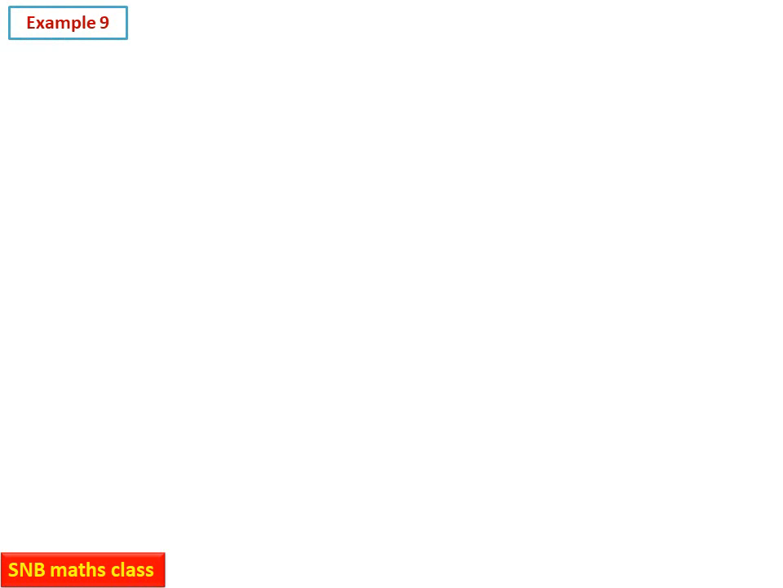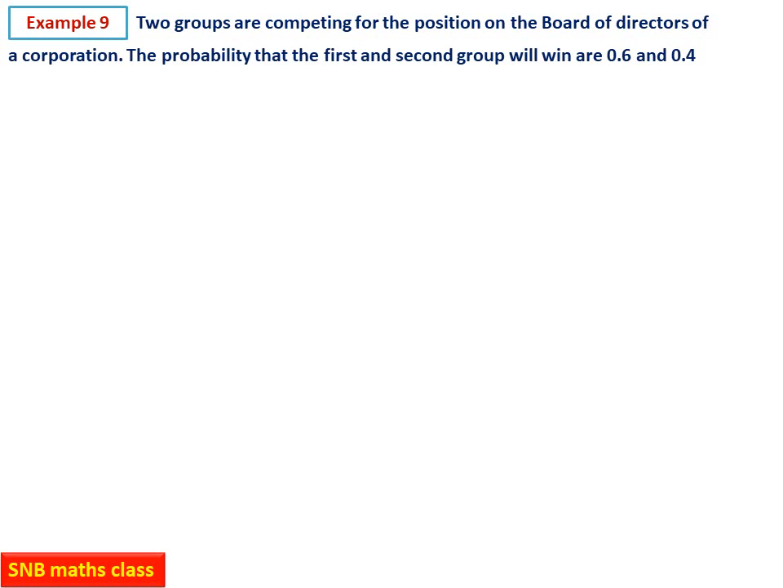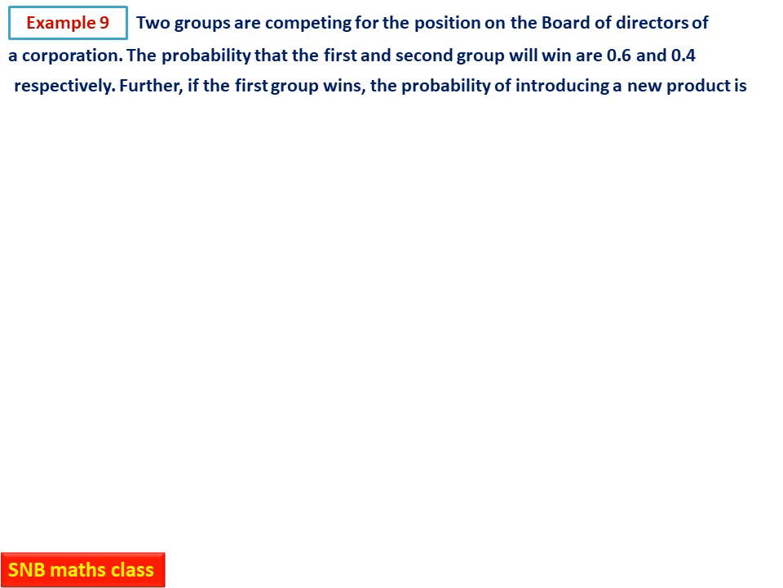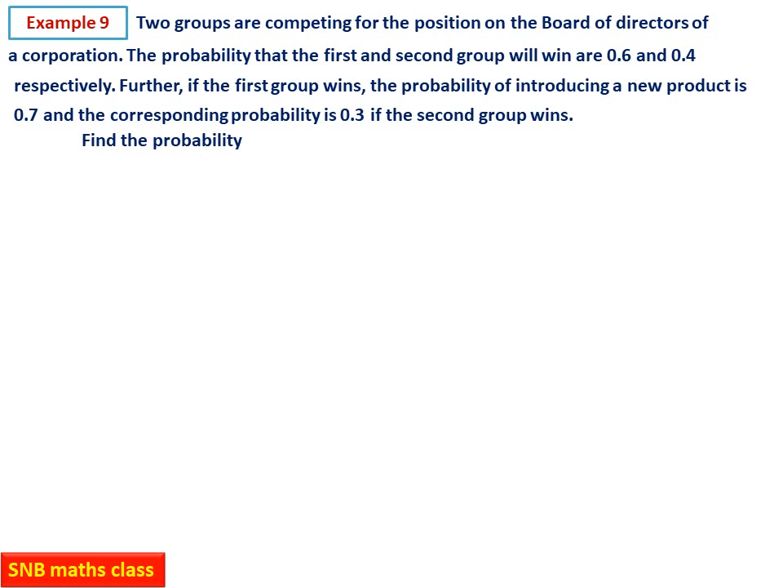Example 9. Two groups are competing for the position on the board of directors of a corporation. The probability that the first and second group will win are 0.6 and 0.4 respectively. Further, if the first group wins, the probability of introducing a new product is 0.7 and the corresponding probability is 0.3 if the second group wins. Find the probability that the new product is introduced by the second group.